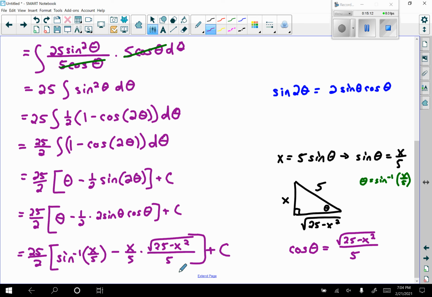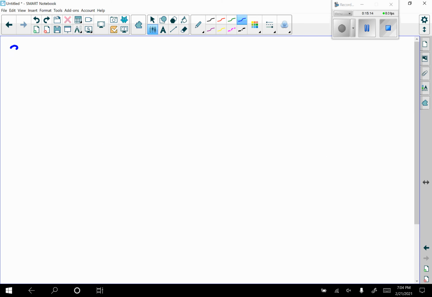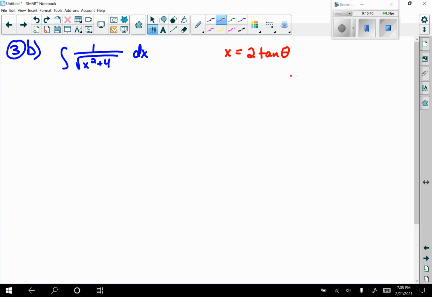All right, and then our last example. We want to evaluate the integral of 1 over the square root of x squared plus 4 dx. Right, so this is a case where we have x squared plus a squared. So when that happens, we want to let x equal a times tangent theta. So a is going to be 2, the square root of 4, times tangent theta. And then dx is going to equal 2 times secant square theta d theta.